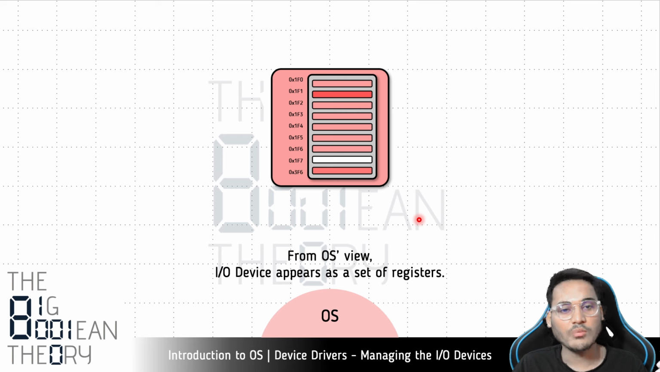The operating system can read or write these registers to check the status, to give commands. So it is these set of registers with which the operating system interacts. And as you can see, from the perspective of the operating system, the IO device appears as a set of registers because these are the registers with which the operating system interacts. So this is how the hardware interface looks from the perspective of the operating system.